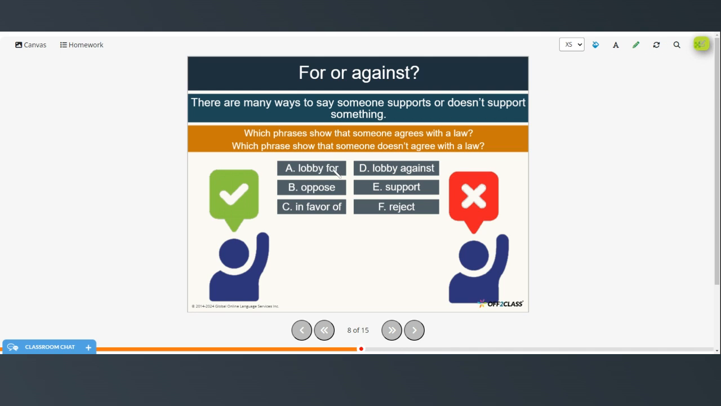So lobby for would go over here in the agree side. Oppose goes into the disagree side. In favor of is agree. Lobby against is disagree. Support is agree. And reject is disagree.